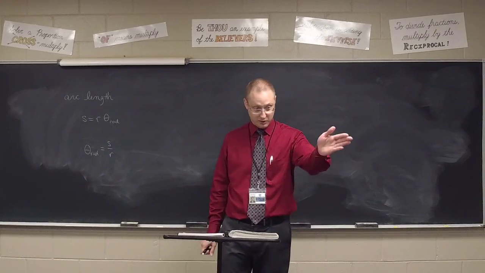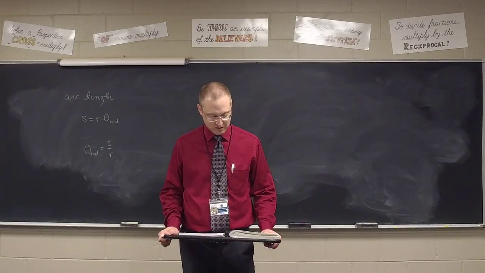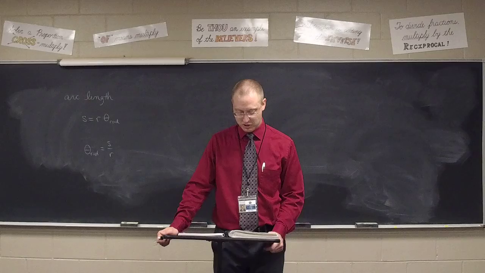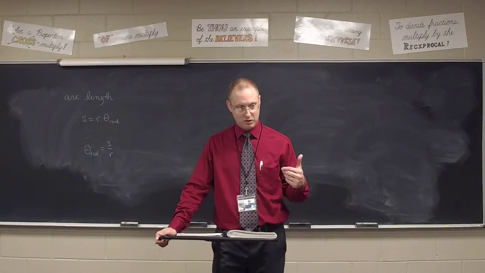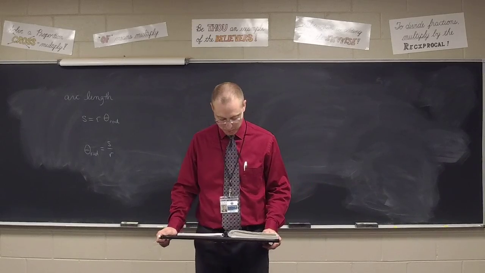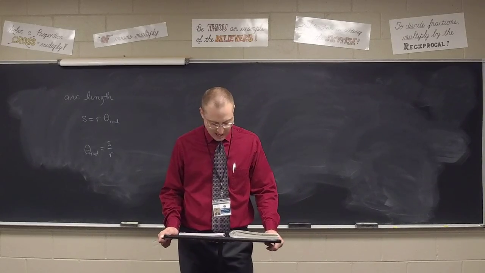What do we get for our answer, Quentin? 1.6. I got rounded up, 2 sig figs. 1.67. Why? 1.7 when you round. 1.7 radians.